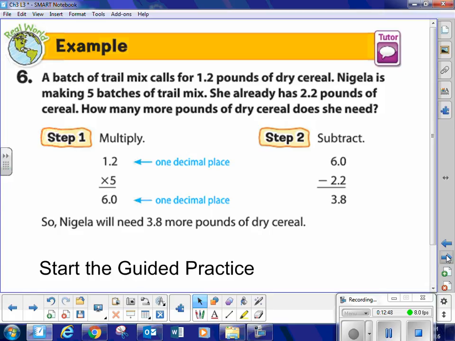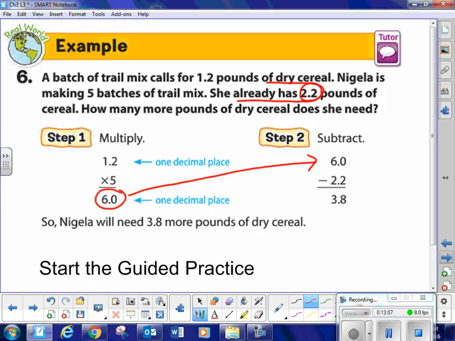So the first thing that they do is they multiply. Right? They multiply 1.2 times 5 to figure out that she needs this many pounds of dry cereal. So then what they do is they take the 6 and subtract 2.2 pounds because she already has 2.2 pounds. So they subtract the 2.2 pounds. She comes up with she needs 3.8 pounds. Excellent. And over here you saw how they did this. No biggie, right? They had to give it 1.